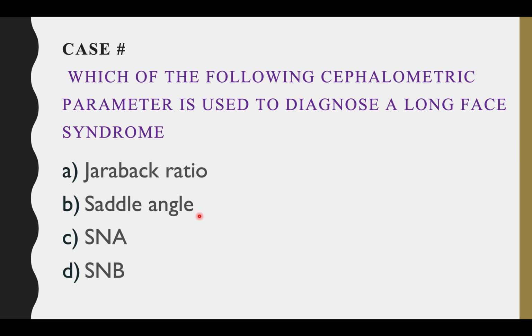Saddle angle, no, it indicates the position of the mandible in an anterior-posterior direction. SNA, it indicates the position of the maxilla in anterior-posterior direction. SNB, it indicates the position of the mandible in the anterior-posterior direction. So they are asking about a vertical problem. So the vertical parameter among the 4 is the Jarabak ratio. So the answer is the Jarabak ratio.